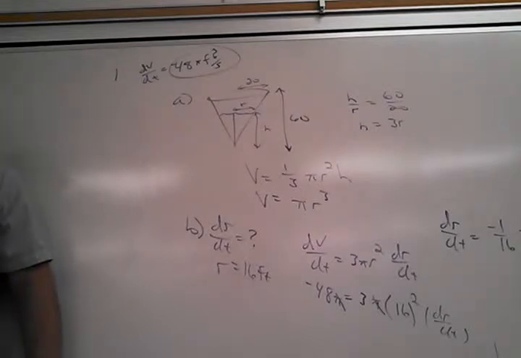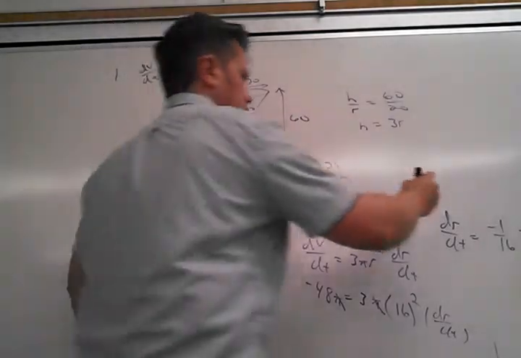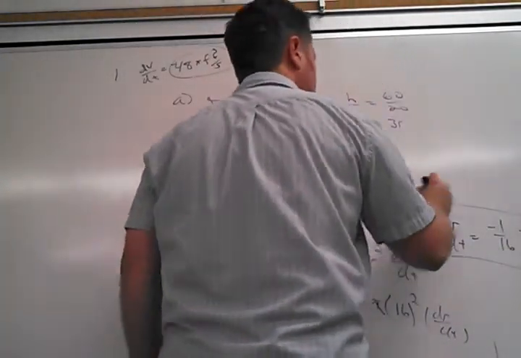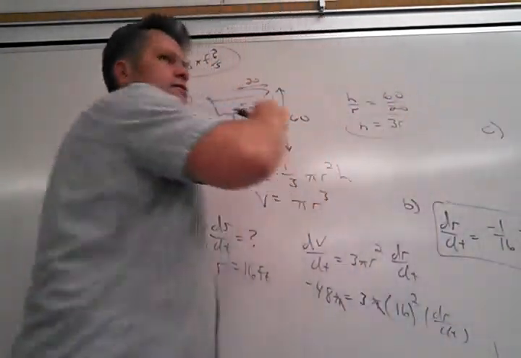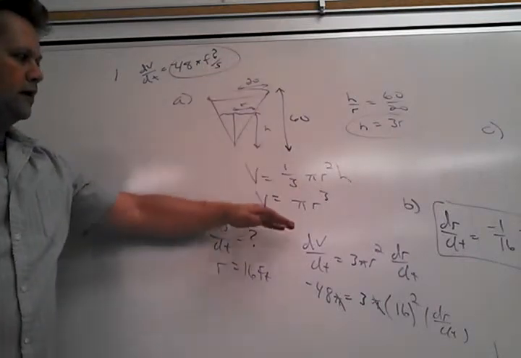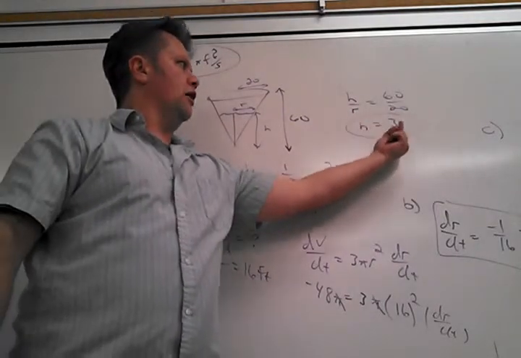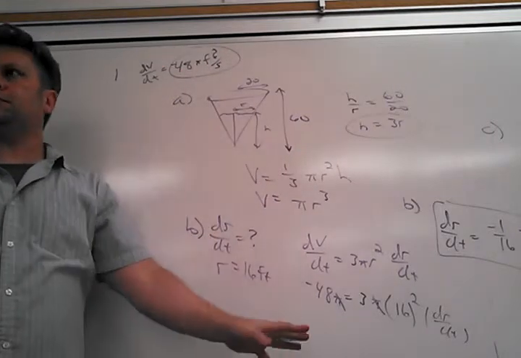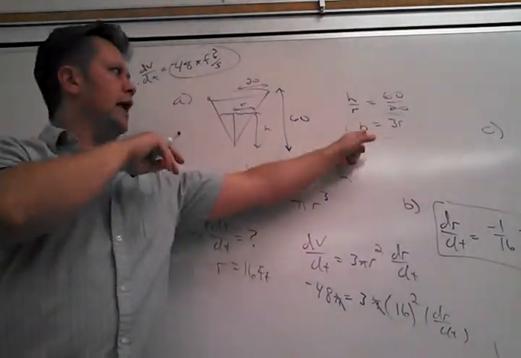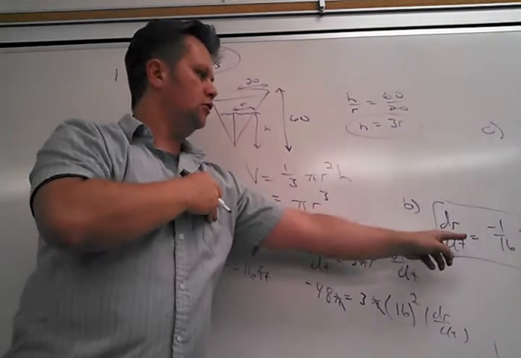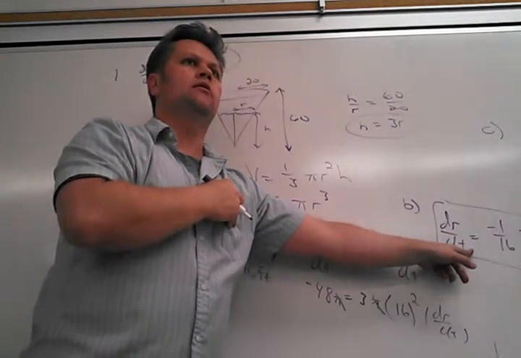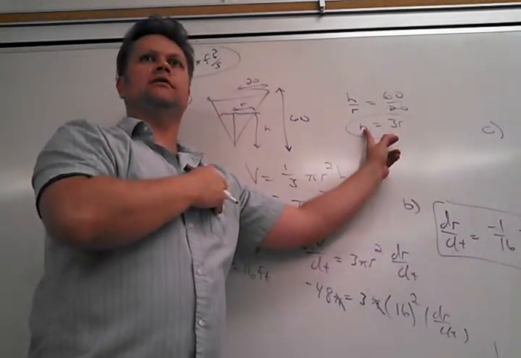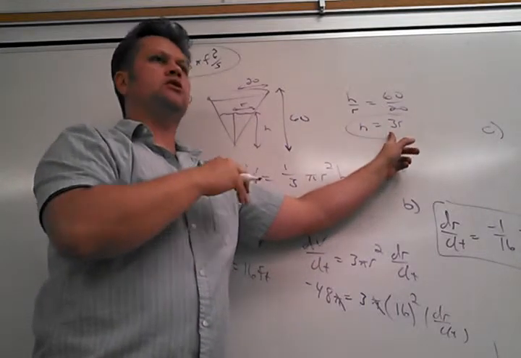Now the funny thing about part C is, I've got this. I don't want to go through this whole thing again, putting r equals 1/3 h in here, getting a function of h, and then doing all this stuff. I could. But I know how h and r are related. I know dr/dt now. So I can figure out what dh/dt is by using this relationship.